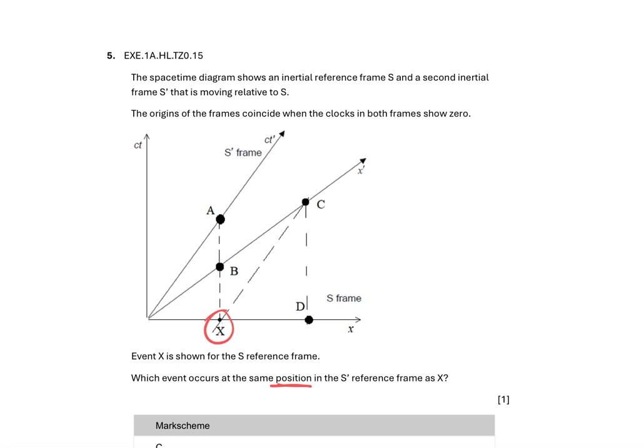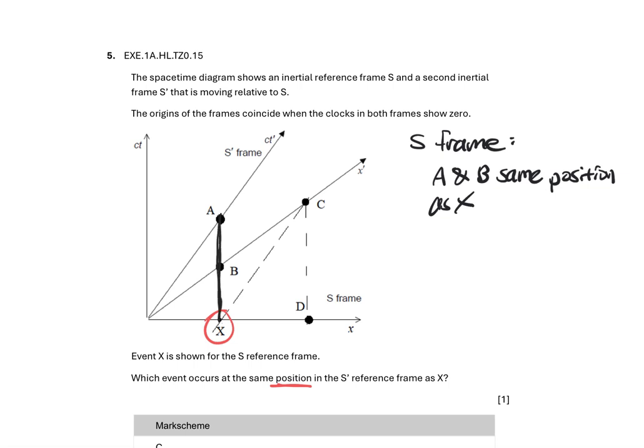So we draw parallel lines to the S prime frame. So let's do that. And actually, before we do that, I just wanted to comment about the S frame. And I can see that events A and B are the same position as X in the S frame, because A and B are on the same line for position in the S frame. But it's not asking about the S frame, is it?